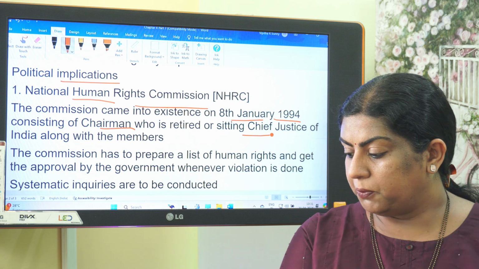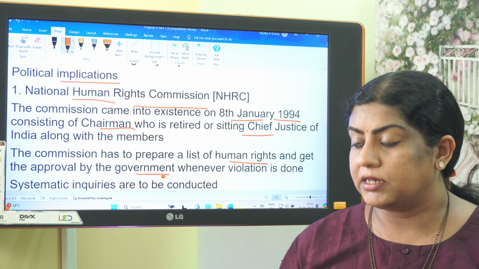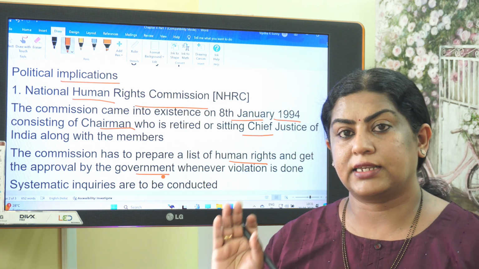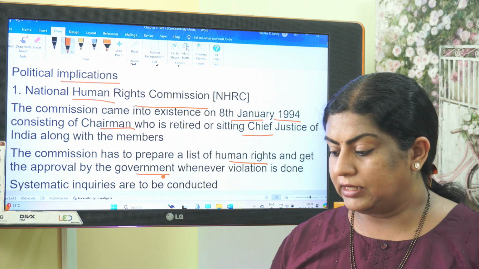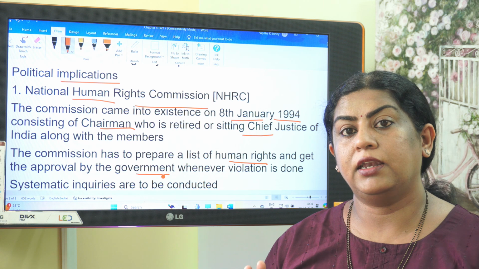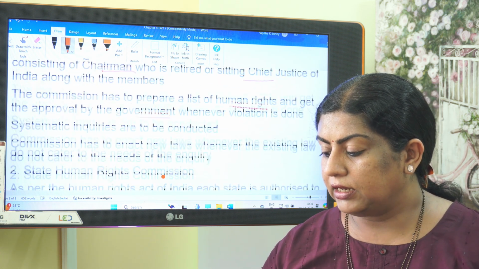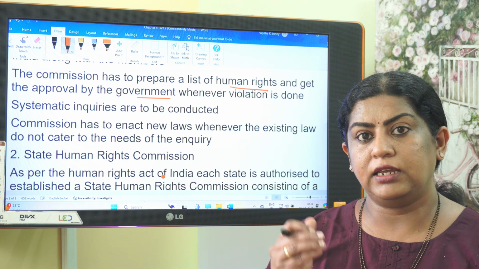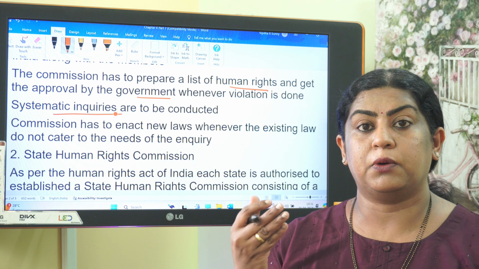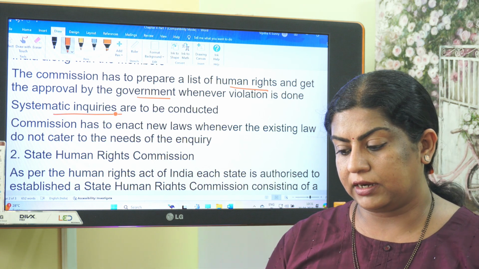The commission has to prepare a list of human rights and get the approval of the government whenever a violation is done. So what does this National Human Rights Commission do? It prepares a list of human rights and gets the approval from the government whenever violations are being done, and systematic inquiries are to be conducted. So when any issues come, the Human Rights Commission has to do a systematic inquiry. They have to find out what happened, how did it happen, an inquiry should be conducted.